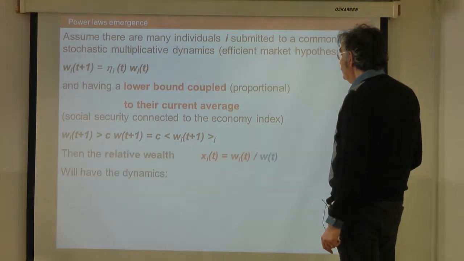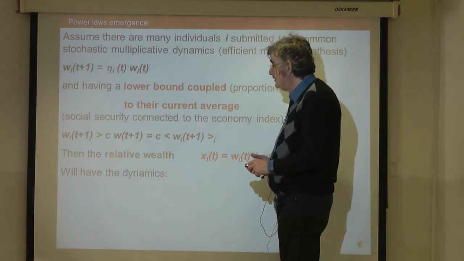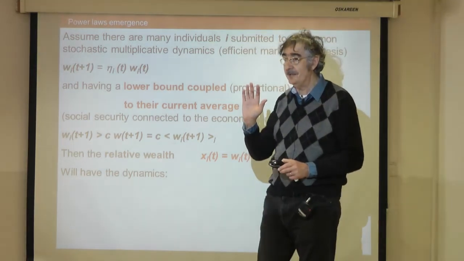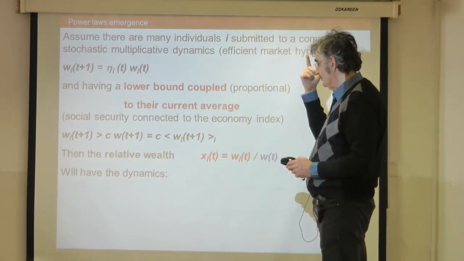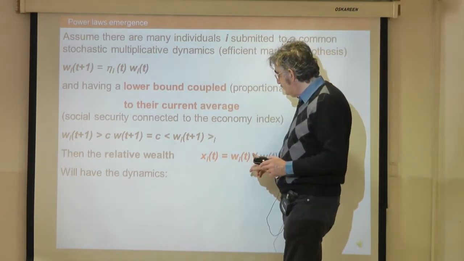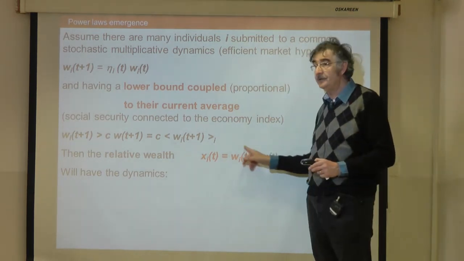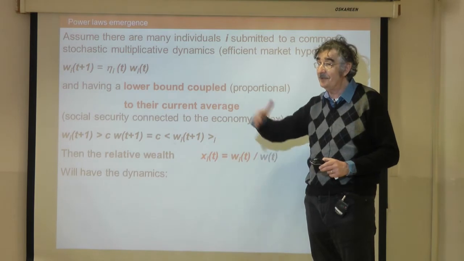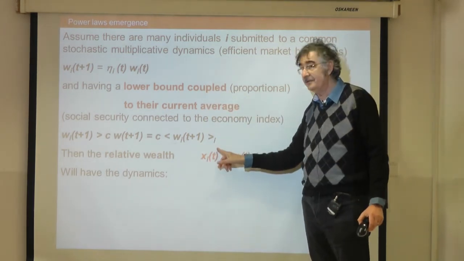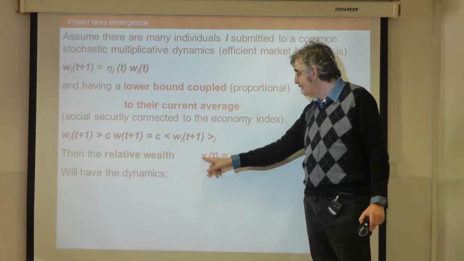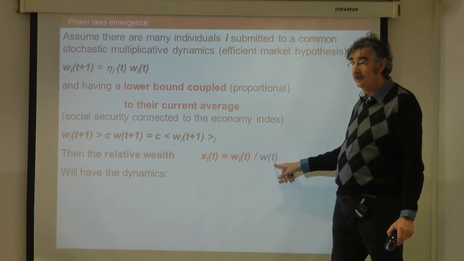So if you do that, then the situation becomes not so bad, because now you can do the following trick, so to speak. I'm not going to speak anymore about the Wi's, because the Wi's are all moving and changing. I'm going to speak about the normalized values. I call them xi, which are Wi divided by the average.